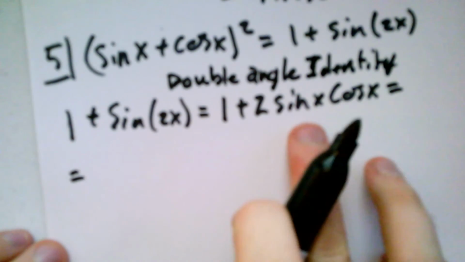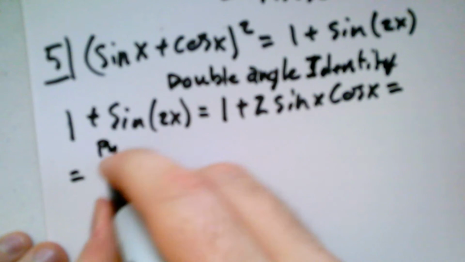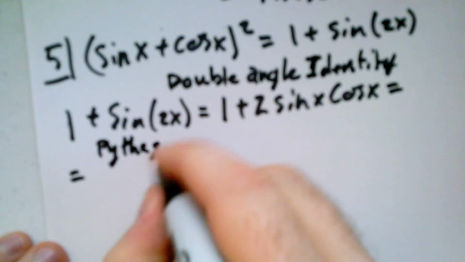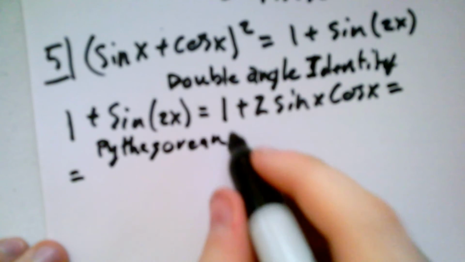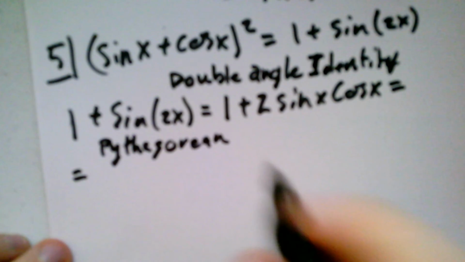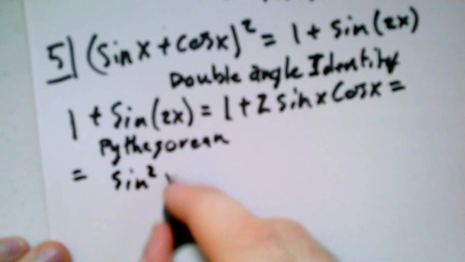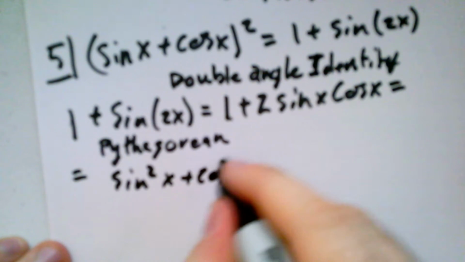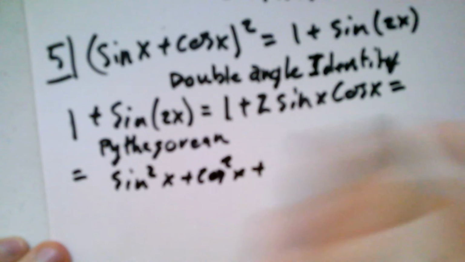Now, going from this line to this line, we're going to use the Pythagorean identity. And that says that sine squared plus cosine squared is 1. So I'm going to replace this 1 with sine squared x plus cosine squared x. And then we have our 2 sine x cosine x.